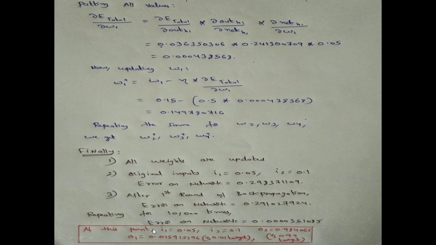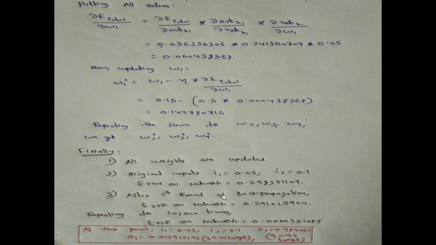That is, at this particular point, if input 1 is 0.05 and input 2 is 0.1, the output value at the output neuron 1 we got is 0.059129196. We assumed our initial desired output to be 0.01. So we find that the actual value we have got is approximately equal to 0.01, and also the output value at the output neuron 2 we got is 0.984065, versus the target value or desired value we have assumed, which is 0.99.